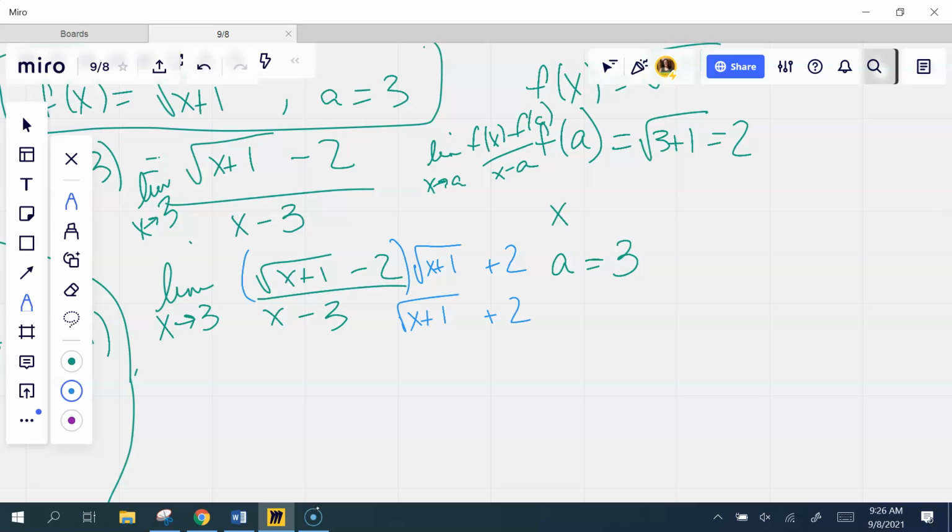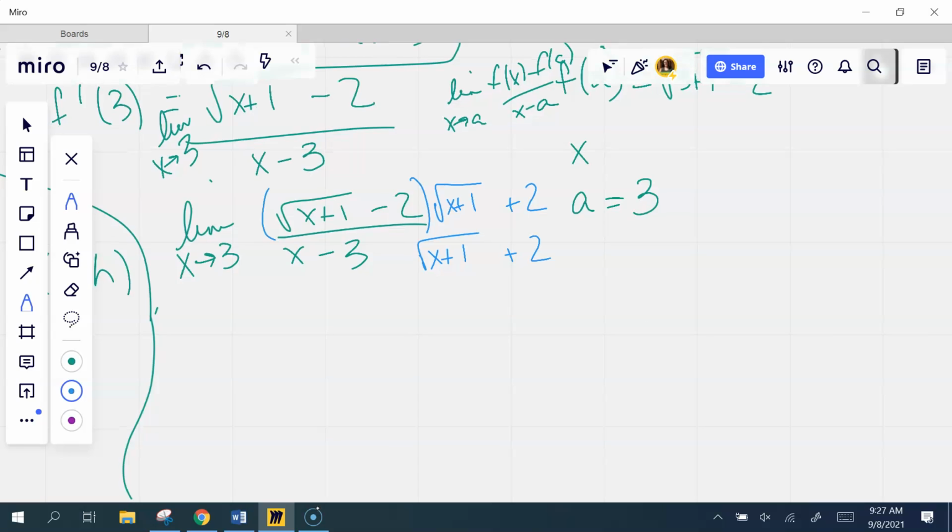So it'll cancel. It should get rid of that square root. My goal is to manipulate this in some way to rewrite it so that something's going to cancel somewhere that is going to allow me to plug in this 3. I'm back to trying to evaluate this limit, but I can't have a 0 in the bottom. It's the exact same thing, just a new formula.